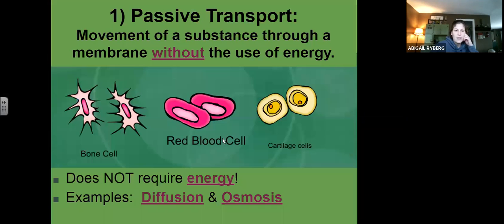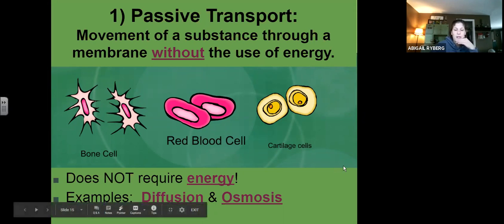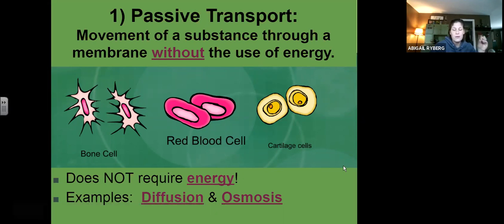So let's take a look here. With passive transport, this is the movement of a substance through a membrane without the use of energy. So passive transport does not require an input of energy. Examples of passive transport are diffusion and osmosis, and we'll look at those in just a second. We'll look specifically at diffusion and osmosis.